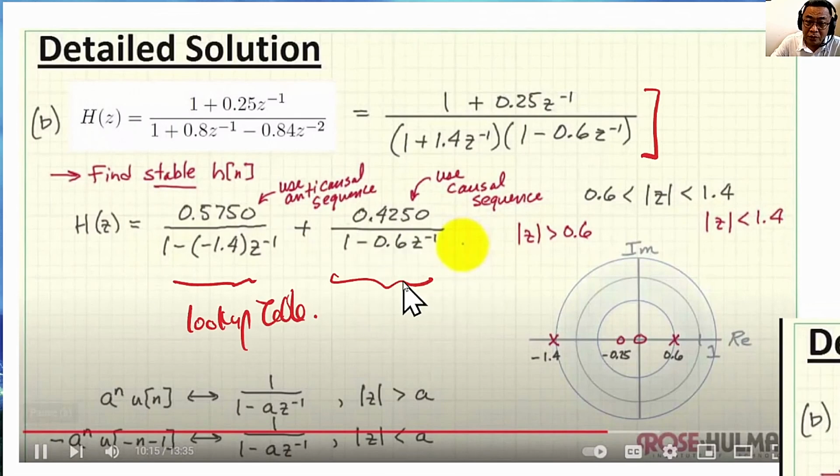What we need to do now is to identify from this form in the lookup table whether it is a causal sequence or an anti-causal sequence. In this particular case, this needs to be causal, so for the pole at 0.6, which is here, the ROC needs to extend outwards. So this is a causal sequence.